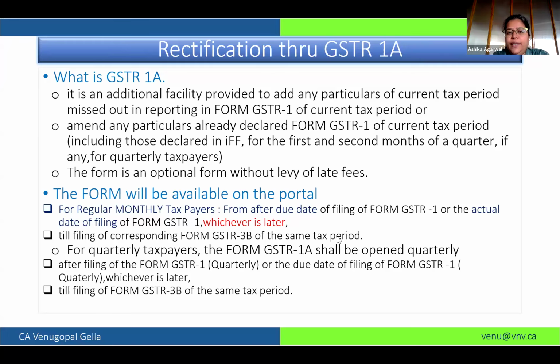So you heard us saying we are talking about GSTR 1A and amendment. So let us understand what this GSTR 1A is. This additional facility has been provided only to correct the current tax period. As we already discussed, you can't do any previous month correction through GSTR 1A. Only the current period you can correct, and that also you can do only before filing GSTR 3B.